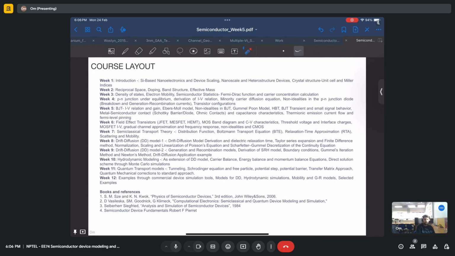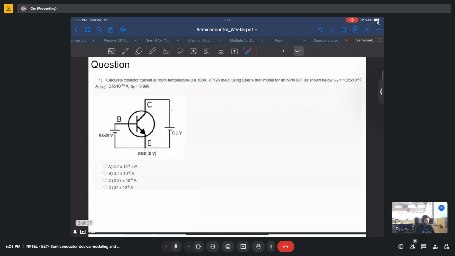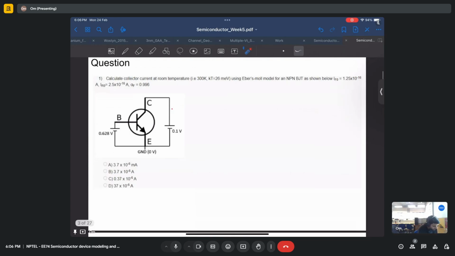So let's start with some questions. The first question is, calculate the collector current at room temperature, that is 300 Kelvin, and KT is 26 millielectron volts, using Ebers-Moll model for an NPN BJT as shown below, and some parameters for the model are given. We'll first discuss what is Ebers-Moll model, but before that we need to analyze this circuit first.